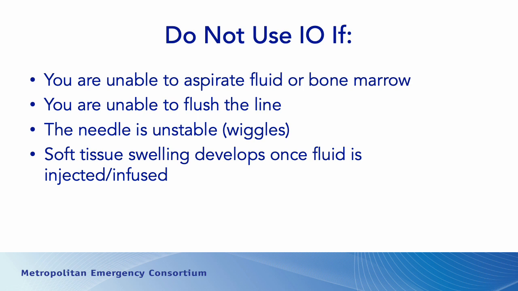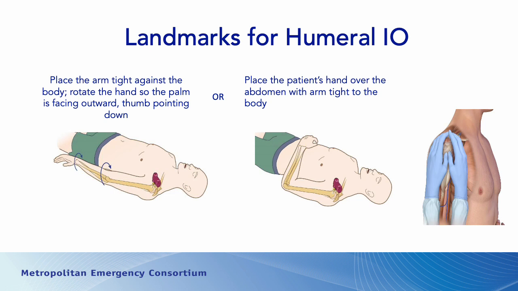We'll talk a little bit more about some of the landmarks for humeral and tibial IOs. And for humeral IO, this is really something we brought online probably in 2019, 2020. Really what you want to do is find your landmarks, because this is going to be the harder one to place compared to the tibia. So you want to be able to rotate that shoulder, and you have two or three ways to do it.